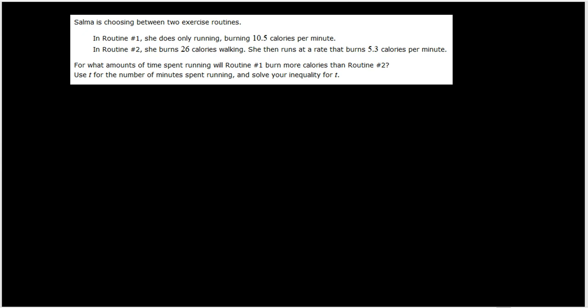So this actually gives us a couple of clues too. We're going to use T for the number of minutes running, and it also means we need to set up an inequality. So let's think about routine 1. In routine 1, she burns 10.5 calories for every minute that she runs. So we have two unknowns here: the total number of calories she burns and the amount of time.